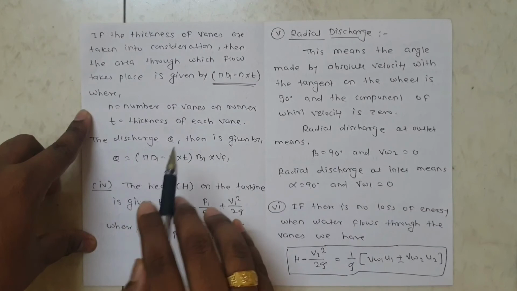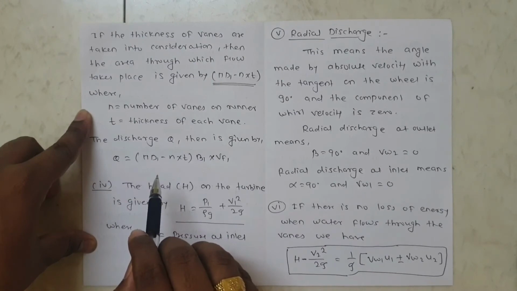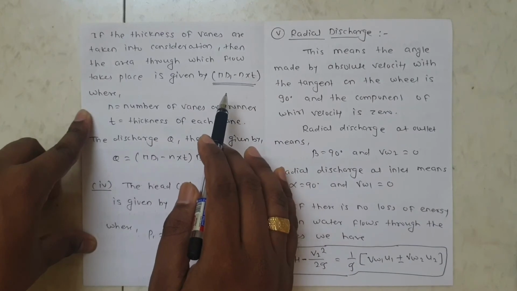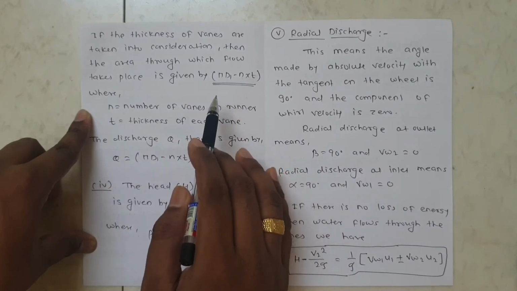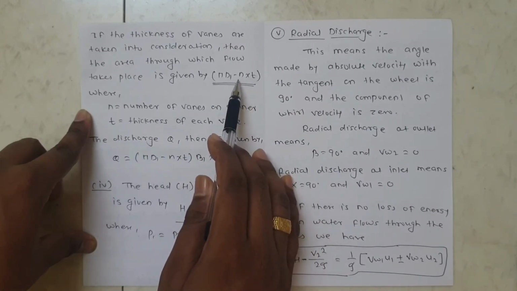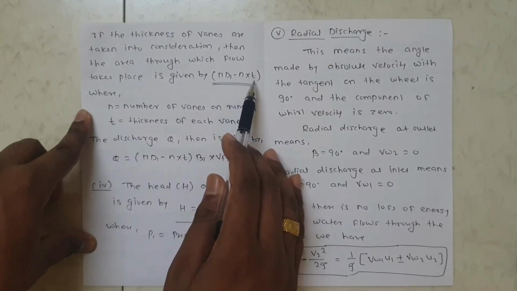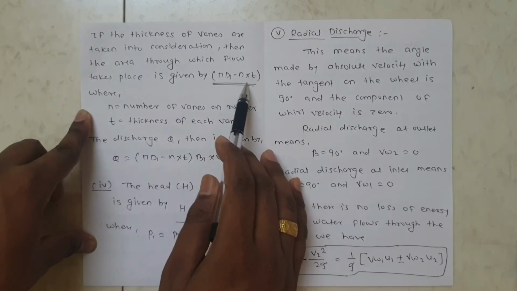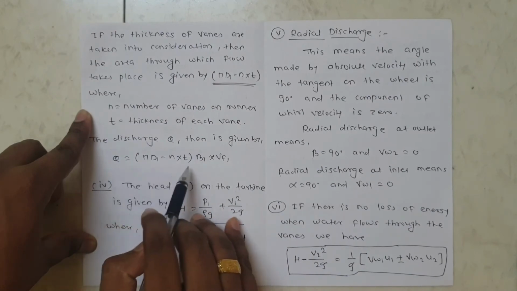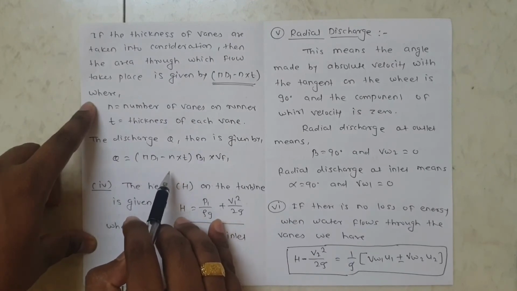If the thickness of the vanes is taken into consideration, then the area through which flow takes place is given by (pi d1 minus nt). When we consider the thickness of the wheel, the area of flow is reduced by the thickness. Since we are taking n number of vanes, multiply the thickness by n, where n is the number of vanes and t is the thickness of each vane. So the area is reduced by the n into t term. So Q is equal to (pi d1 minus nt) into b1 into Vf1. This is the discharge when the thickness of the vanes is considered.